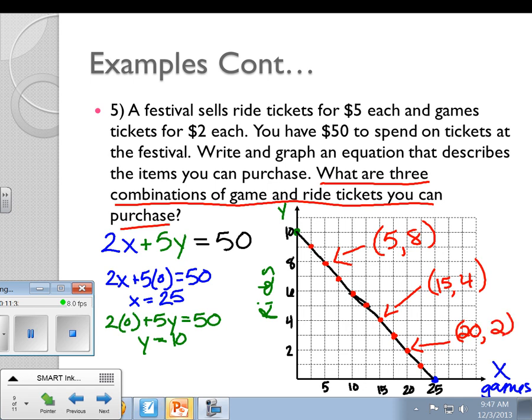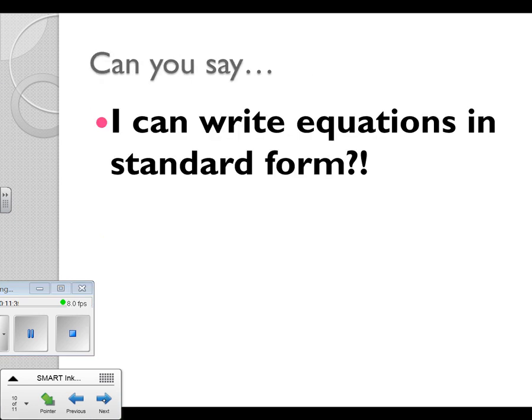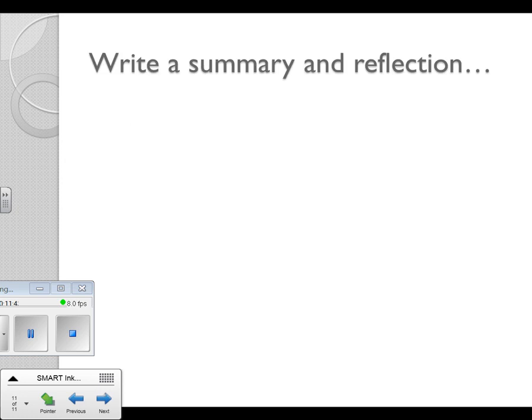And so there would be 3 combinations. There's obviously more here, but I just picked 3 of those points. Can you say I can write equations in standard form? Write a summary and reflection and be prepared with any questions for the work time in class.